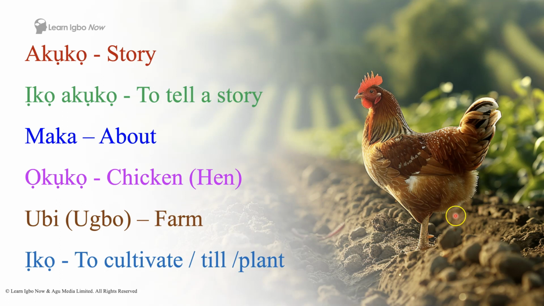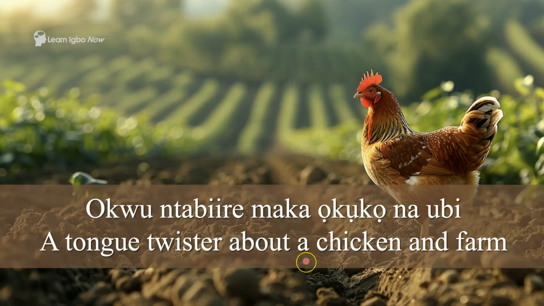And so the 6 key words we've learned today are akụkọ, story, ịkọ akụkọ, to tell a story, maka, about, okuko, chicken or hen, ubi or ugbo, farm, ịkọ, the verb to cultivate or till or plant. In conclusion, always remember that practice makes perfect and that each effort you make brings you closer to your Igbo language and culture learning goals.